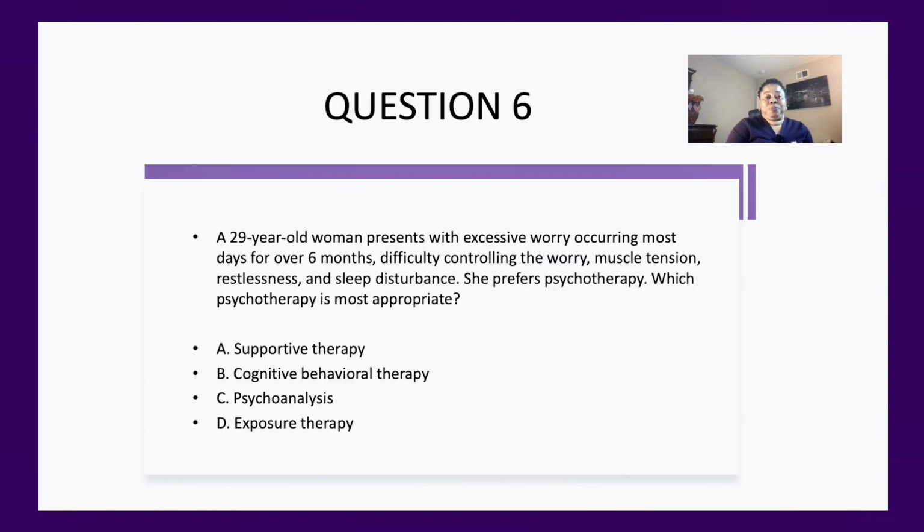So let's continue. A 29-year-old woman presents with excessive worry occurring most days for over 6 months, difficulty controlling the worry, muscle tension, restlessness, and sleep disturbance. She prefers psychotherapy. Which psychotherapy is most appropriate? We have A, supportive therapy, B, cognitive behavioral therapy, C, psychoanalysis, and D, exposure therapy. What do you think is the correct answer? Put your answers in the comment section, please.